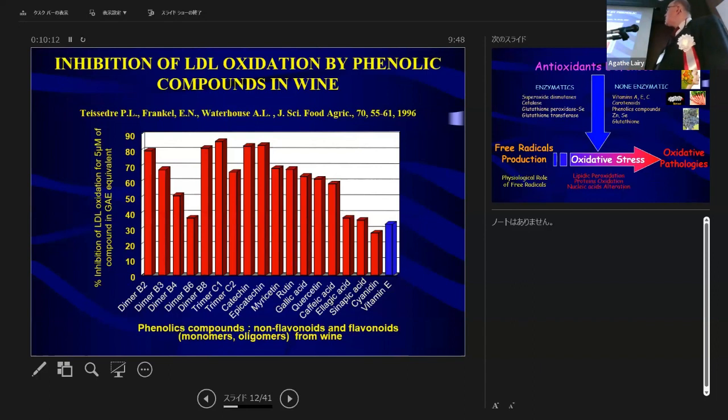Some work we did with Professor Waterhouse and Professor Frankel at UC Davis showed, for example, the effect of individual molecular compounds, especially tannins. You can see, for example, catechin and epicatechin, that are monomers of tannins, and dimers or trimers of tannins, and their effect in fighting against oxidation of low density lipoproteins. You can see that the level in comparison with vitamin E is generally quite higher, up to 3 times for the same concentration. This was a very important issue in 1996, to show, in fact, that these phenolic compounds are very powerful and more powerful than some vitamins that are supposed to protect from oxidation.